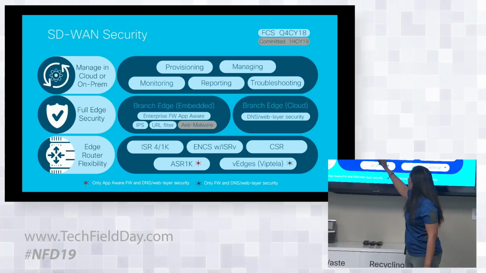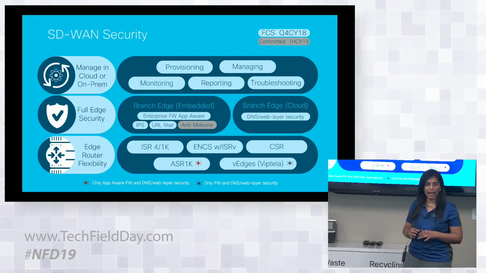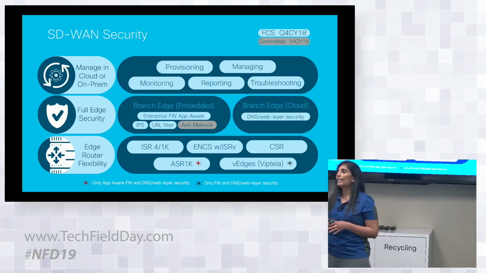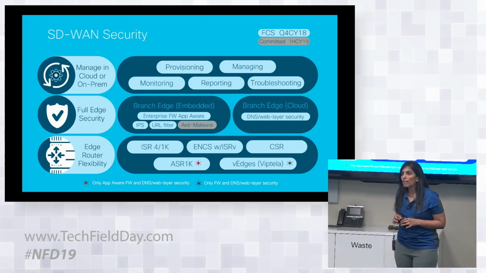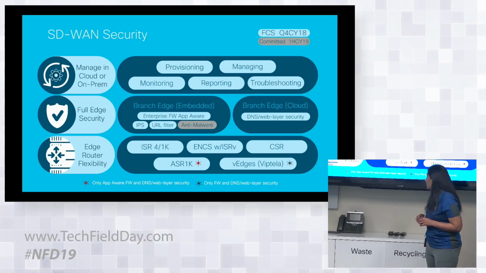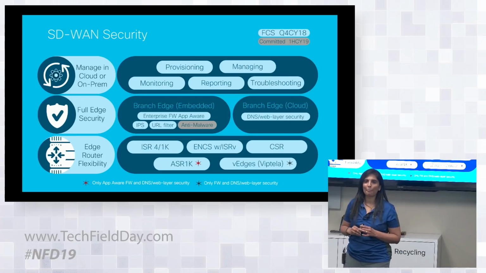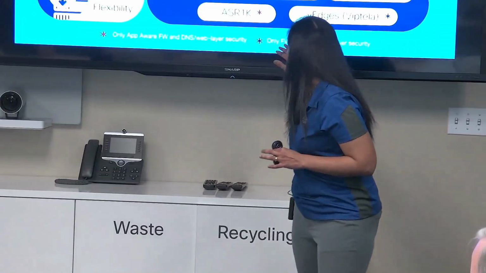Now, what features are coming in which platforms? In all of the Cisco platforms, ISR 4K, 1K, our ENCS, which is ISR V, CSR, ASR, as well as the Viptela vEdges. So we're really talking about, these are all going to be baked into iOS XE SD-WAN. Correct. As well as the Viptela vEdge. Yes, I called out a little asterisk here to see.